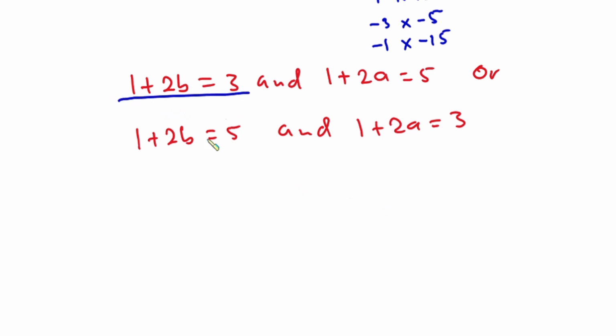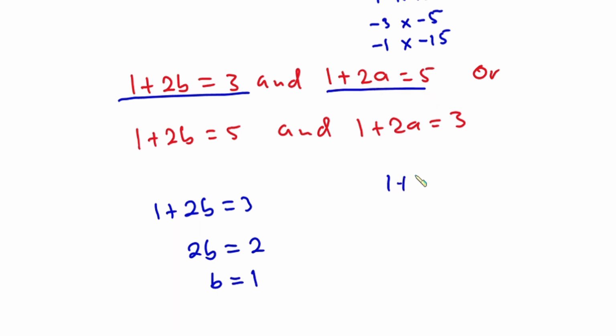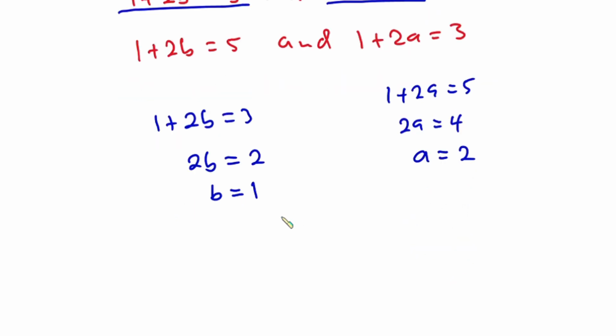So let's consider this one first. 1 plus 2b is equal to 3. What do you think will be the value of b? If we take this one and then move it here, we have 2b is equal to 2. So this implies that b is equal to 1. Then from this equation, we have 1 plus 2a is equal to 5. If we move this one here, we have 2a is equal to 4. So this implies that a is equal to 2. So it implies that when a is equal to 2, we have b is equal to 1.